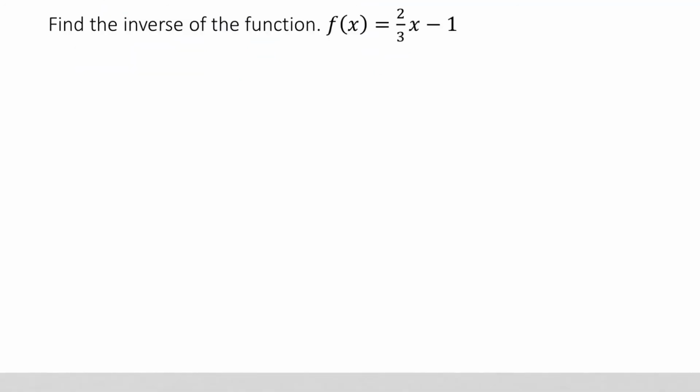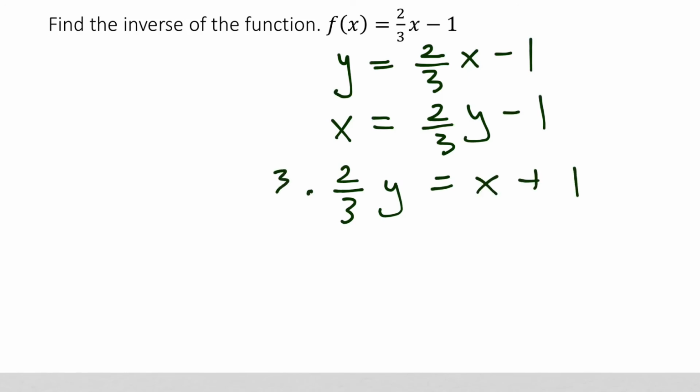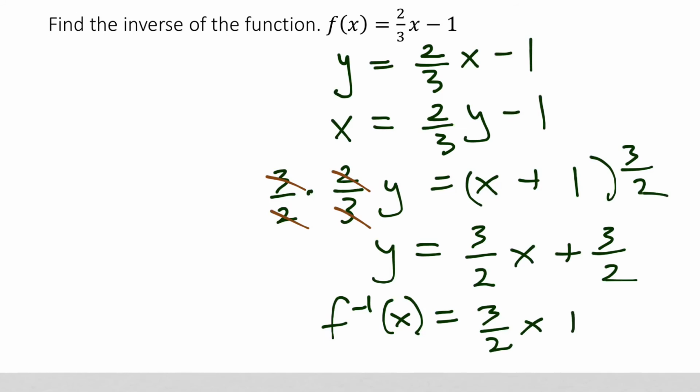Here's another one. We're going to say y is equal to 2/3 x minus 1. We're going to switch x and y. We're going to solve for y. All right, we need to multiply by the reciprocal to cancel that 2/3 in front. So cancel, cancel, cancel, cancel. So we're going to say y is equal to distributing the 3/2 to both of those terms. And then we're going to say f inverse instead of y. F inverse of x is equal to 3/2 x plus 3/2.